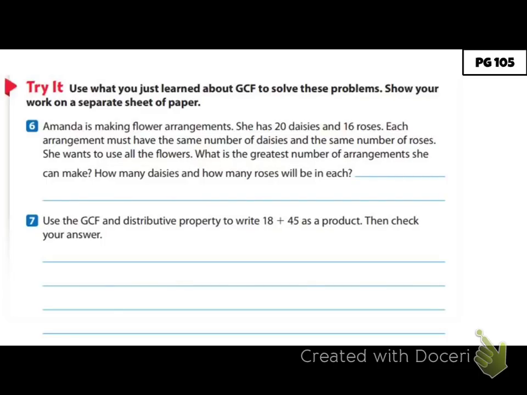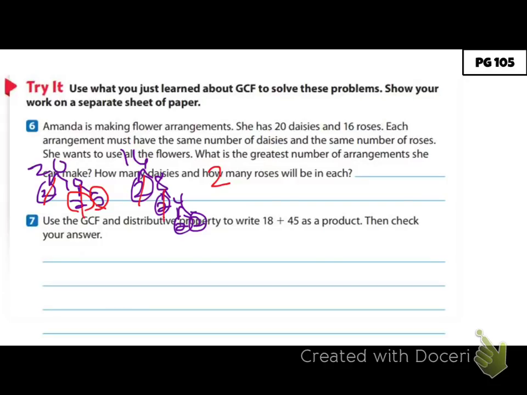So, I'm going to use the method that I showed you using the factor tree or step division. I'm going to take my 20 and factor it out. So I have 2 and 10 and 2 and 5. And then I'm going to take 16 and do the same. 2 and 8, 2 and 4, and 2 and 2. Then I'm going to go through and find my matches. So I have a 2 on this side and this side. That's 1 that they have in common. Oops, forgot to circle these. I have a 2 here and another 2 here. That's another 2 that they have in common.